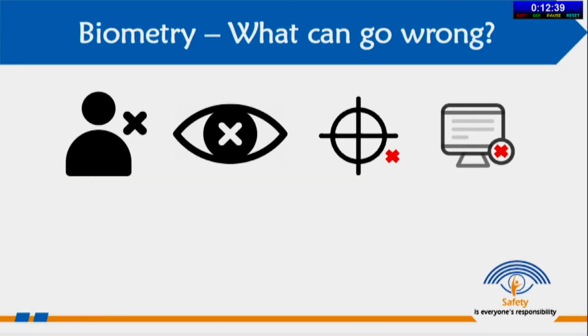So during biometry, what can go wrong? It could be a measurement of a wrong patient or uploading the data to a wrong patient. It could be measuring the wrong eye. The advised eye would have been the right eye. They would have measured for the left eye.